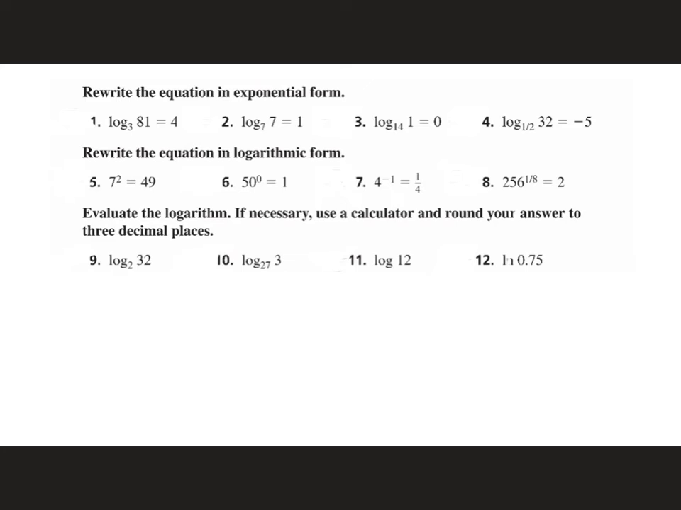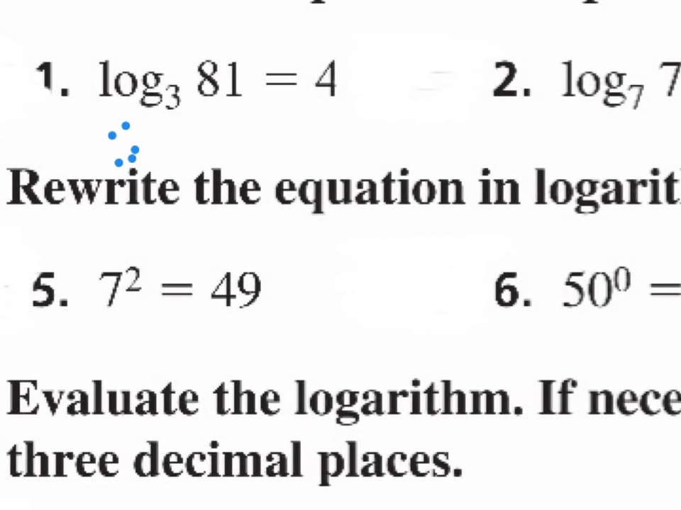So what's our base here? 3. So we start with 3. What's on the right goes to the left. What's on the left goes to the right. So what comes next? What's going to be our exponent? Dominic, what's our exponent? 4. And then what's that equal to? What do we have left? 81. So 3 to the 4th power is equal to 81.